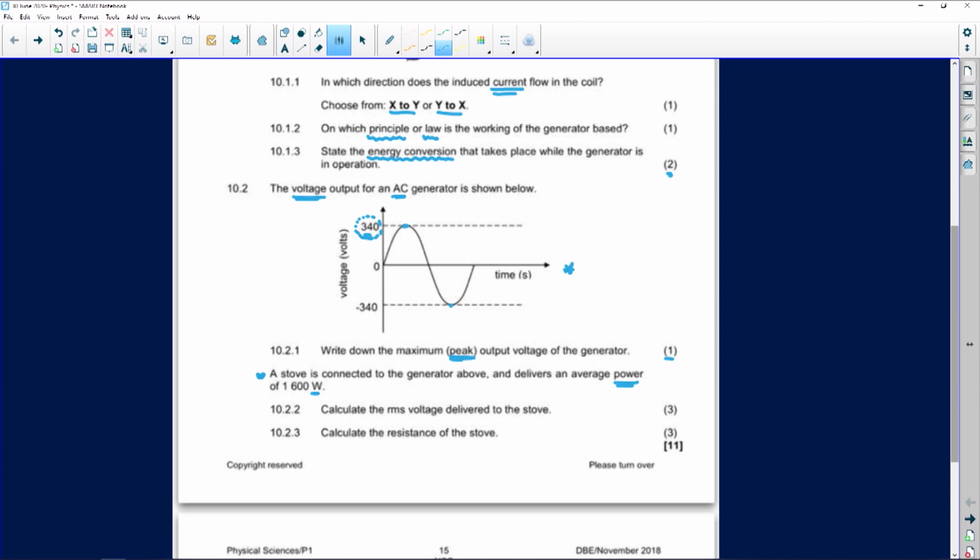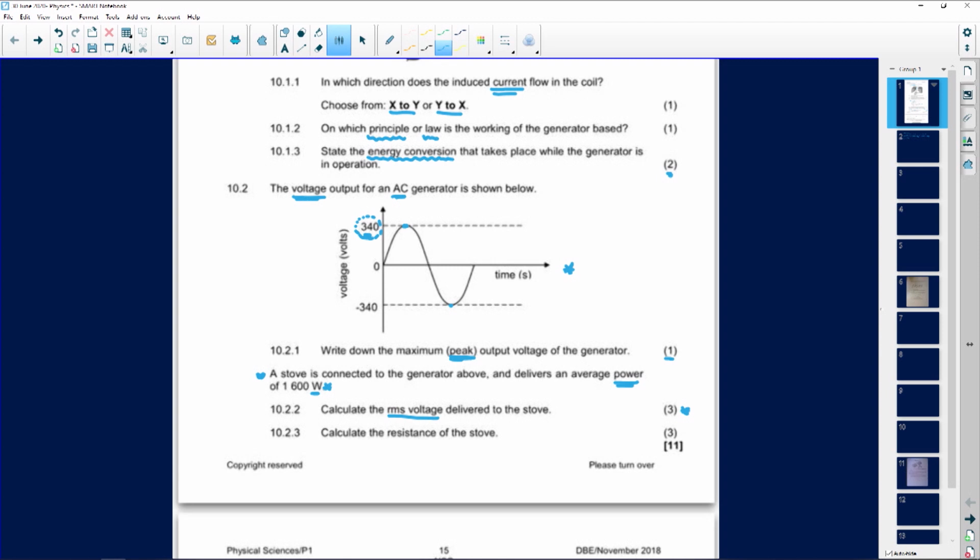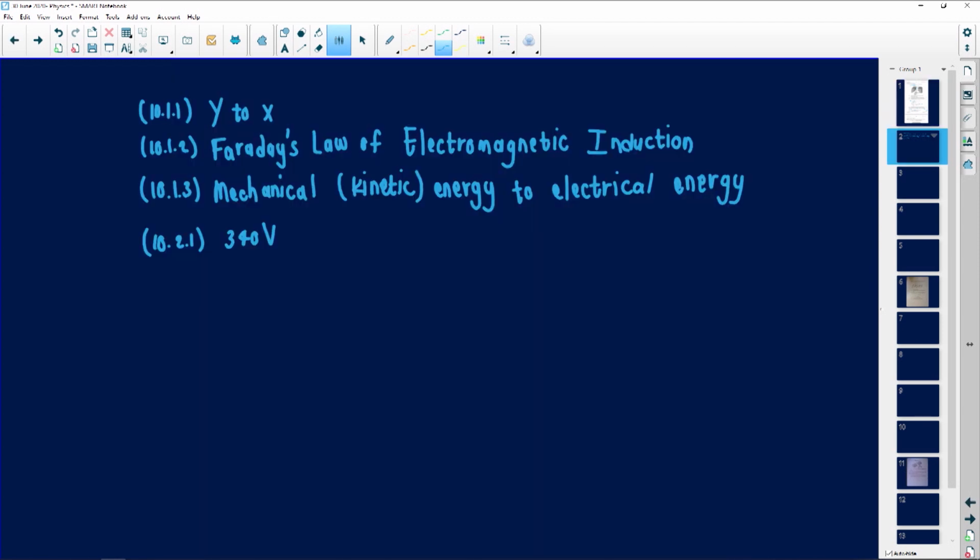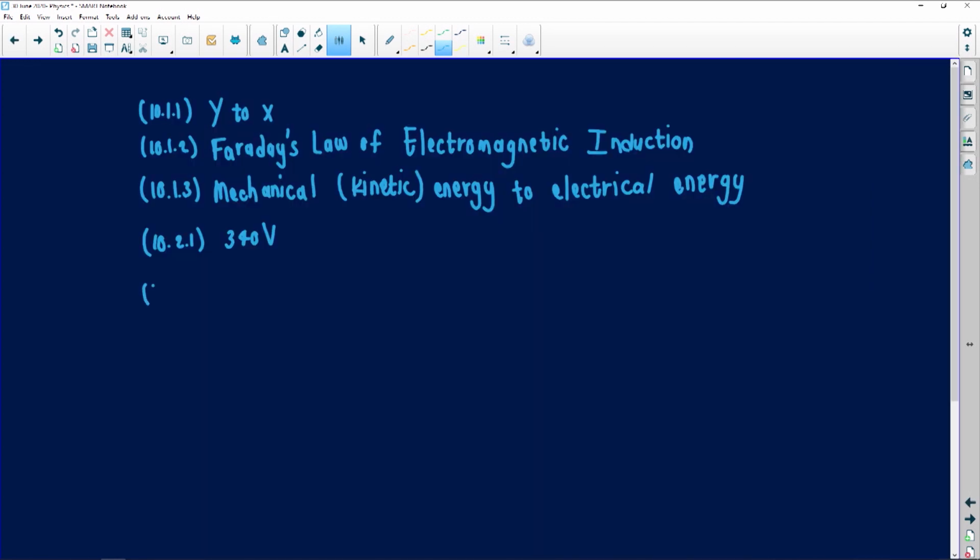And then 10.2.2 says we must calculate the RMS voltage. Now, my darlings, there's a difference between Vmax and the RMS, and this is for 3 marks. So let's see how we're going to tackle it. We have our power, we have our Vmax there because that is the peak, and they want us to calculate the RMS. Very easy. You just go to your formula sheet. So if this is 10.2.2, I always write your formula.